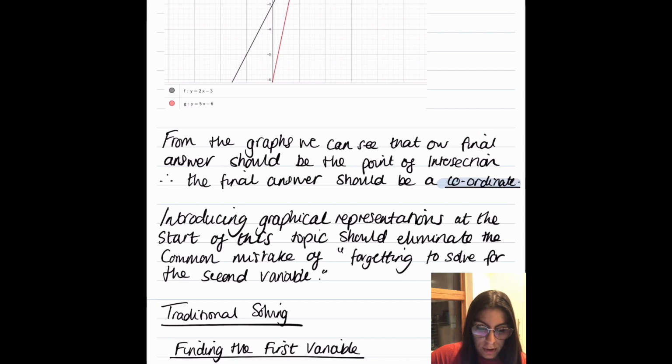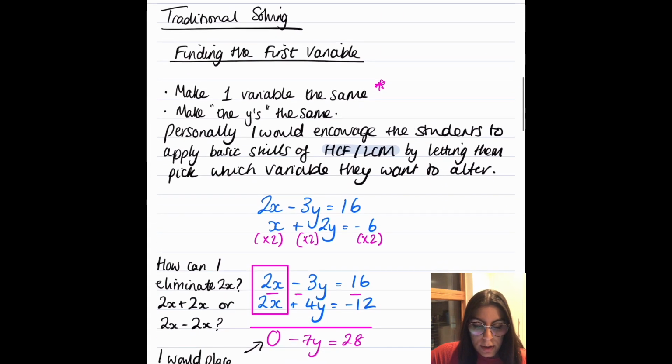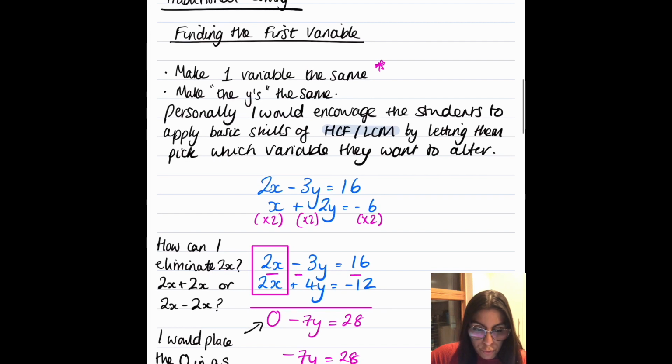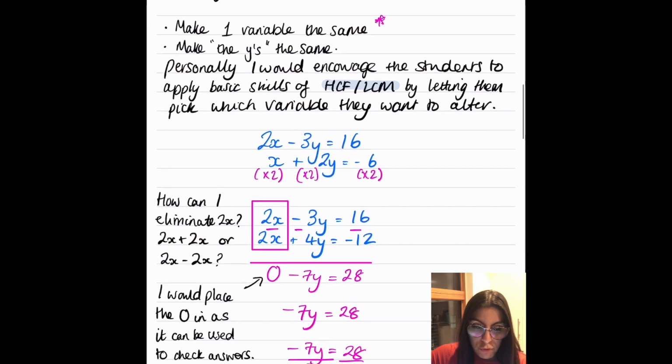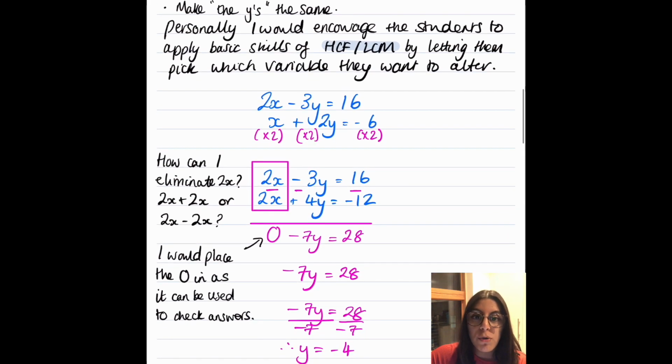So traditionally, how does it work? I've broken this up into traditional solving of simultaneous equations, how I like to solve simultaneous equations, and then I've set an example at the end that we can go through properly. So this I just want to do as a walkthrough. So finding the first variable, I believe teachers give two options. They will either say you can pick which variable you want to make the same, or they will encourage you to use the second variable.